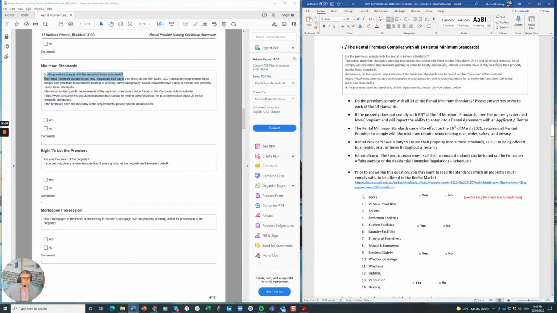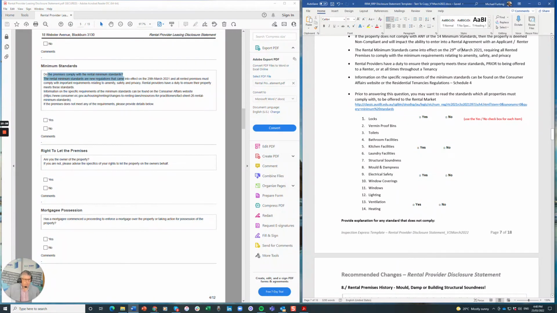Now, inside of here, what I'm suggesting, I've just copied this yes, no. Instead of having it yes, no this way, what I'm suggesting is you've got the 14 standards. So we've got locks, yes, no. Vermin-proof bins, yes, no. Toilets, yes, no. Bathroom facilities, yes, no. And all the way down. So then it says, provide an explanation for any standard that does not comply.